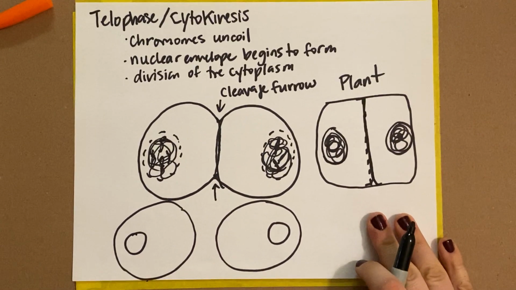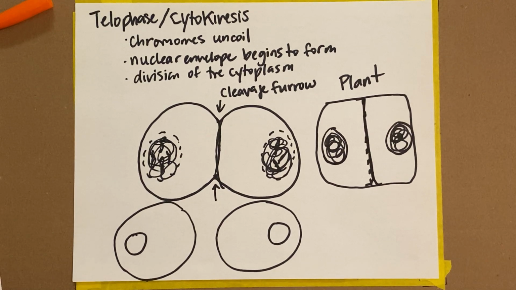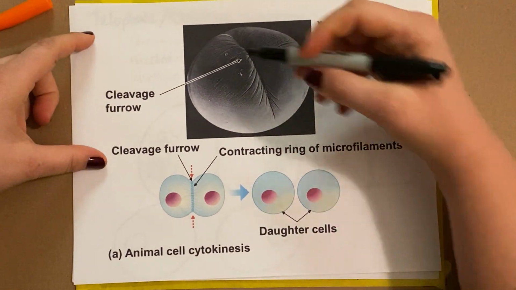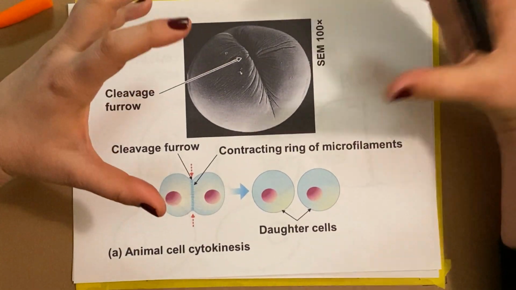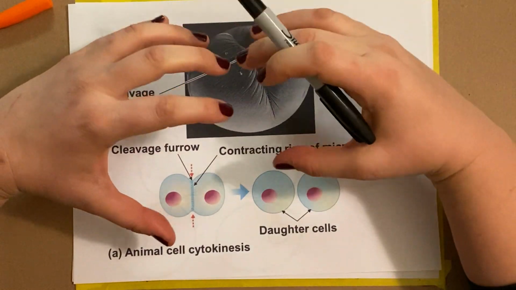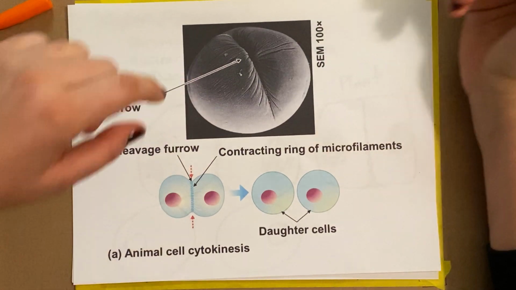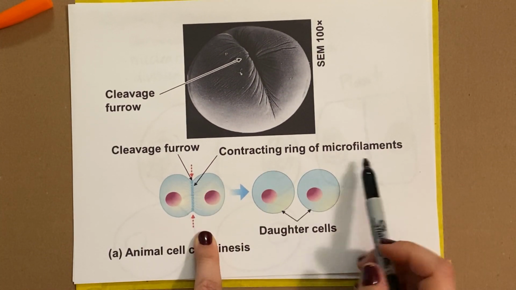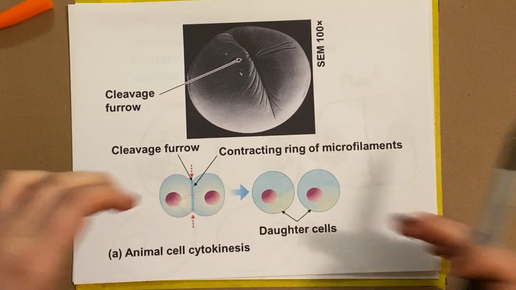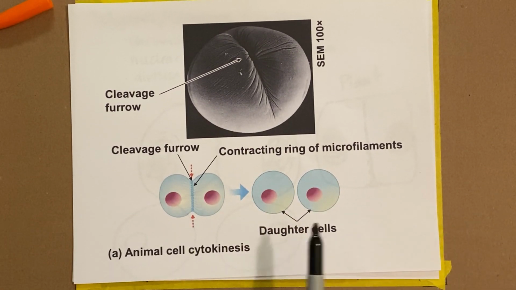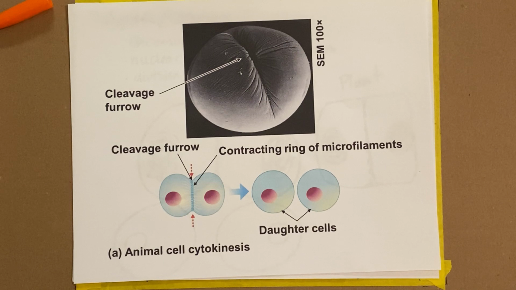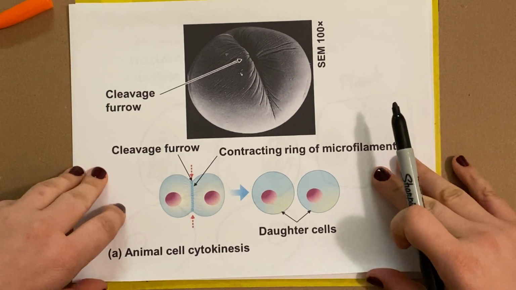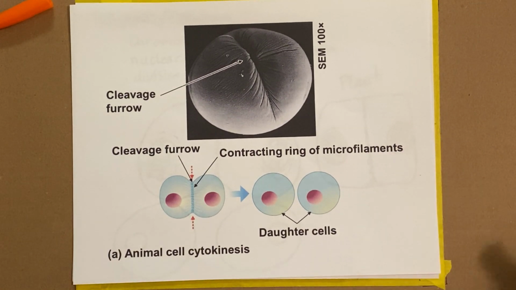There's no cleavage furrow in this type. Okay, and so this is what an actual cell, this is the animal cell with the cleavage furrow. So the spindle fibers start to kind of pull the two cells apart. Okay, so we can have these contracting microfilaments. They will then kind of pinch these two apart, and then you'll end up with two different daughter cells.